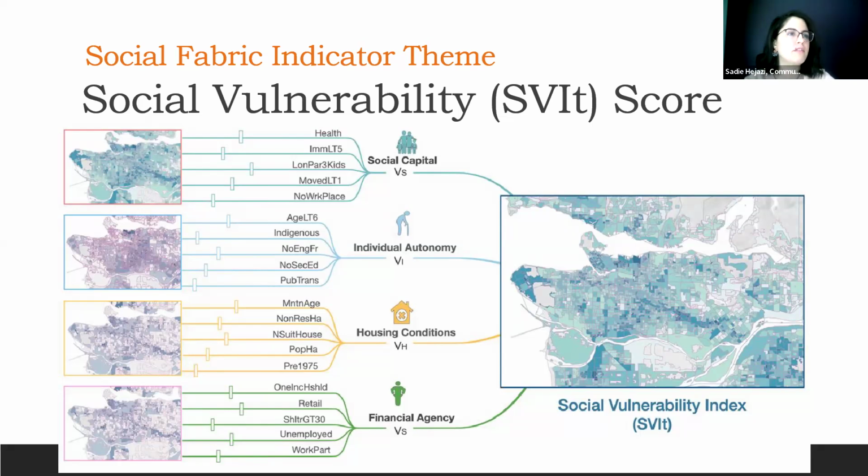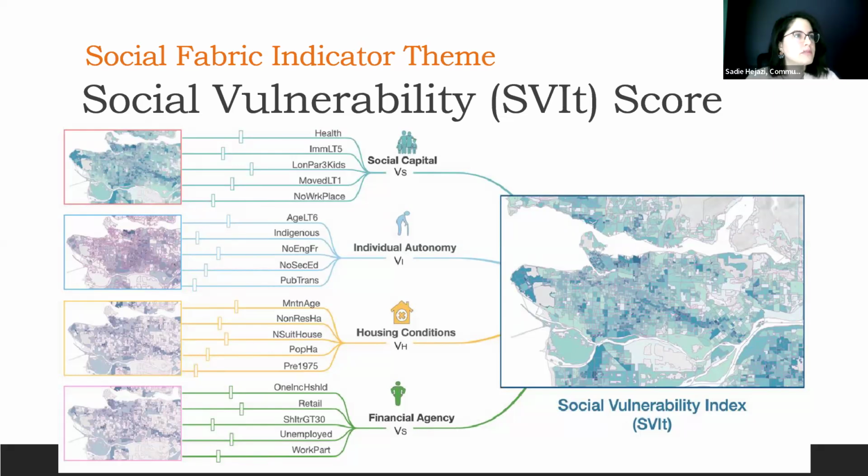And you will see different items that affect the social vulnerability score, like social capital, individual autonomy, housing condition, and financial agency. We think about that as one of the important factors when it comes to natural hazards, to model it and also to see the population that needs support before, during, or after a hazard happens.